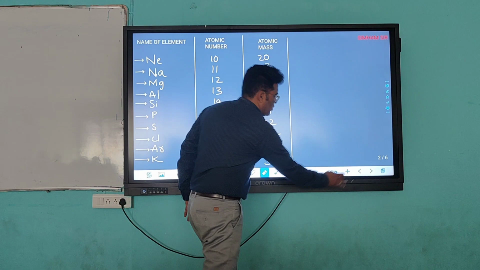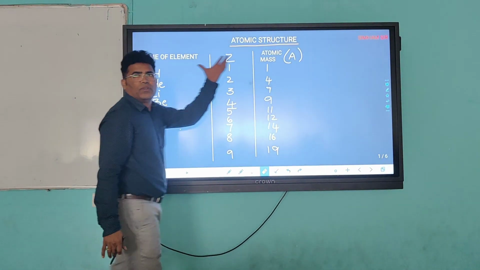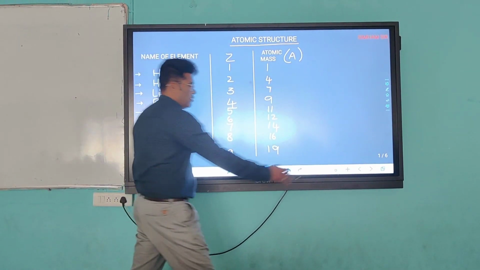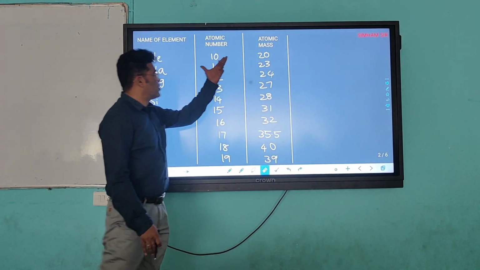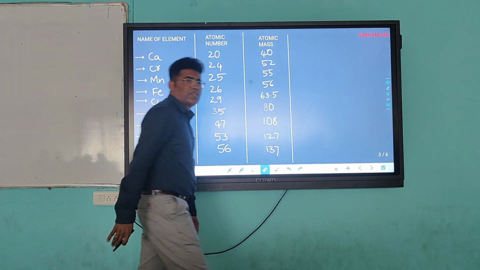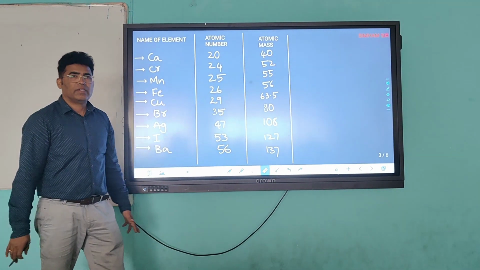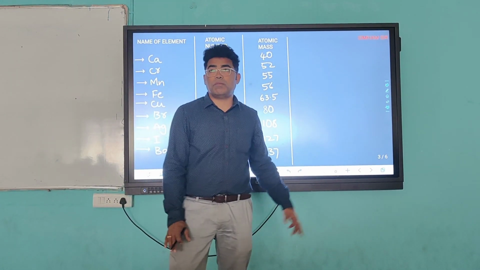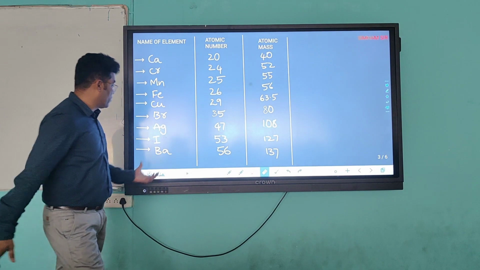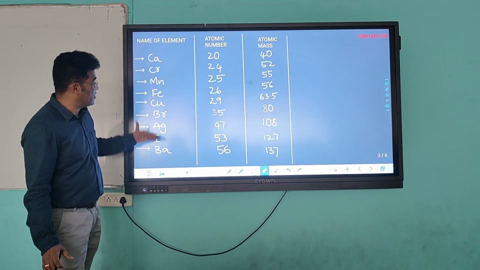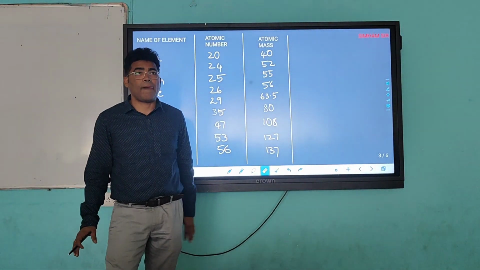We have to learn this list of elements. That's all. In the initial stage, you learn the atomic number and mass number up to barium. Whatever I gave after calcium, that is enough.